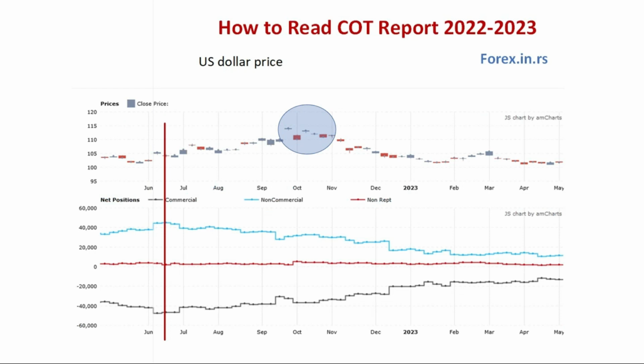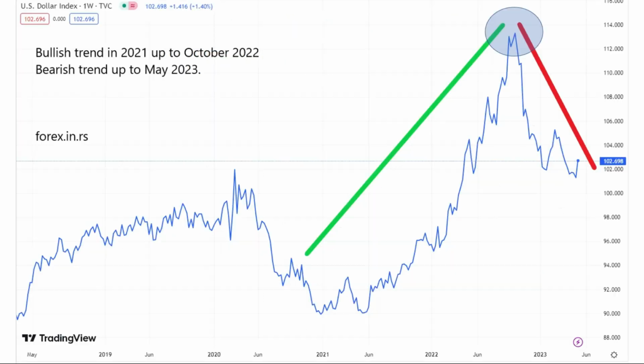Right now, we are in the year 2023, and we can see the highest extremum. We had commercial traders at the lowest low, and the highest high of non-commercial. It's a vertical red line on the chart right now. And you can see that after 3 months, the bullish trend of the US dollar stopped, and from that moment we started to have a strong bearish trend.